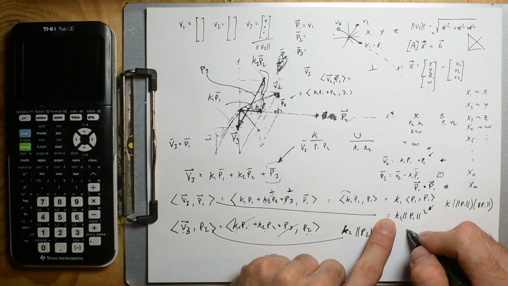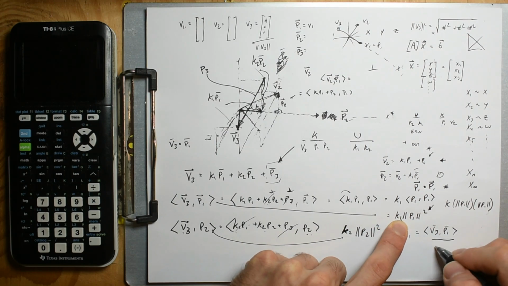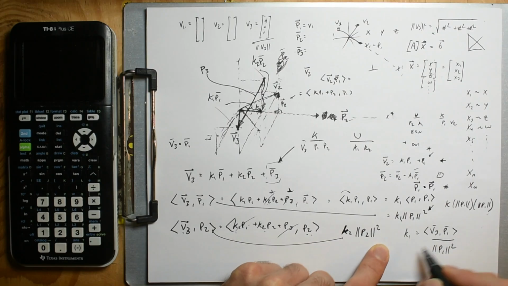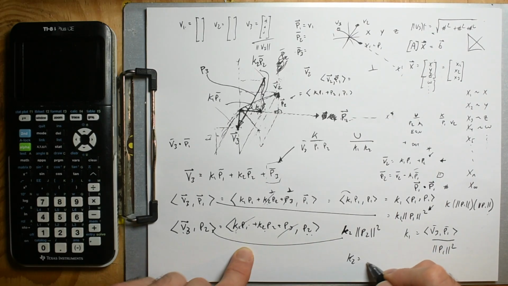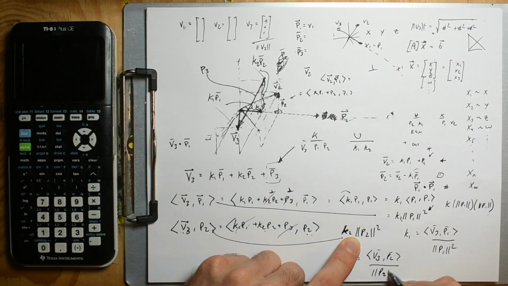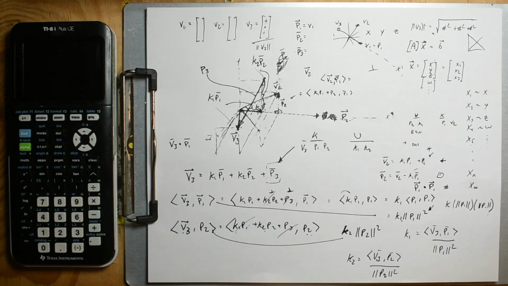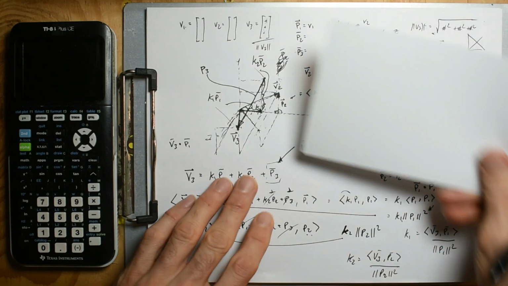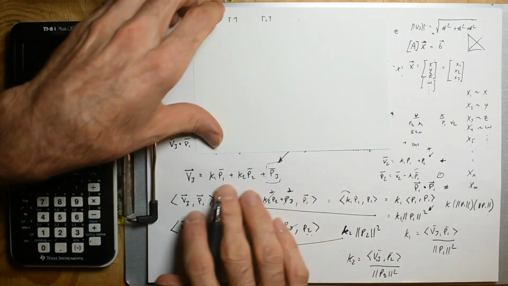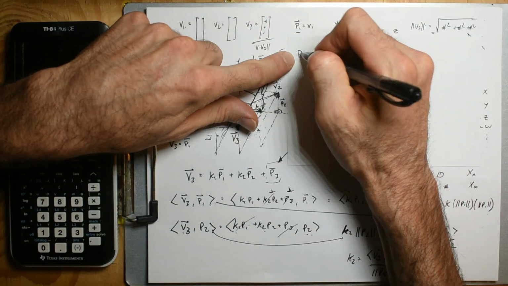We've got to solve for K1. So K1 is going to be the inner product of V3 and P1 divided by the magnitude of P1 squared. K2 is going to be the inner product of V3 and P2 divided by the magnitude of P2 squared. Hell yeah. And then we've got to throw them into our equation. Our equation is going to be right here. And then we need to rearrange this equation for P3. I should have done that right off the bat. I didn't.